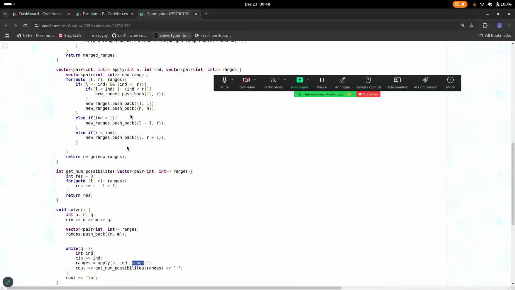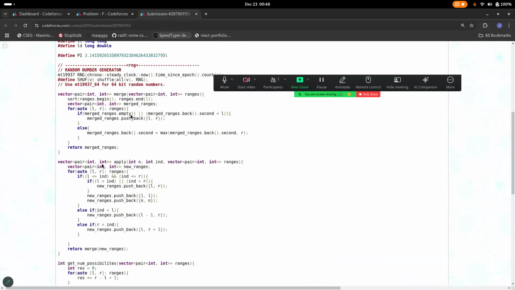What does this apply do? If I go to apply, yeah, here's the apply. What this apply does is it first initializes a new set of ranges and we iterate over all the LRs that we have. There are two conditions. The simpler condition is that if the index lies to the left of L, it would basically shift the whole LR to the left by one place if you push the index to the end of the array, and that would basically move your LR by one place to the left. That will be L minus 1, R.